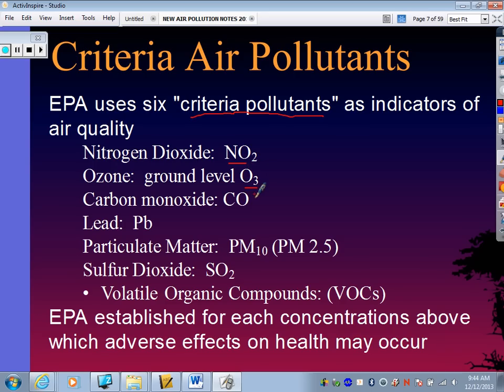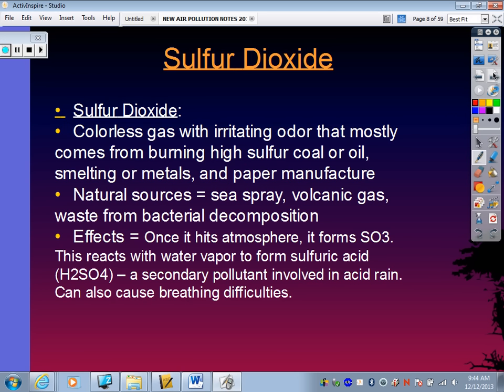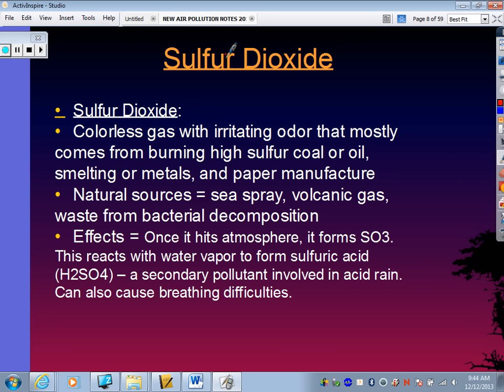Okay, so that's O3. Carbon monoxide is CO. Lead, Pb. Particulate matter, we just abbreviate that with PM. Sulfur dioxide, SO2. And then VOCs, we'll come back and talk about these in a moment. Those stand for volatile organic compounds. Okay, so we're just going to run through these one by one. We'll start with sulfur dioxide.